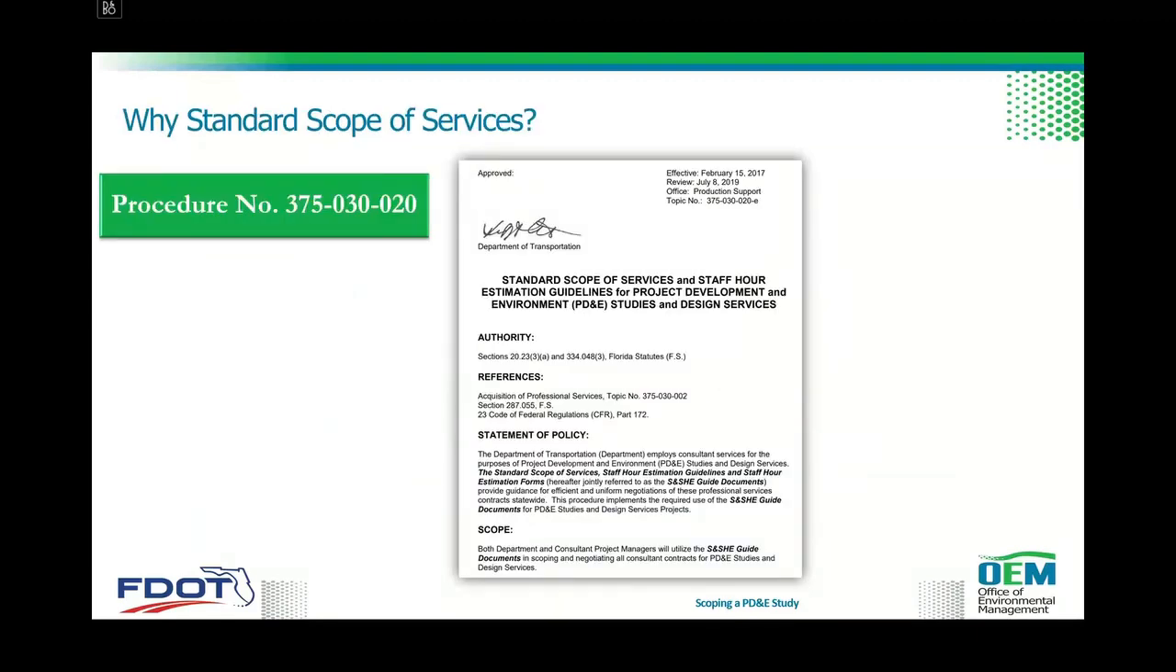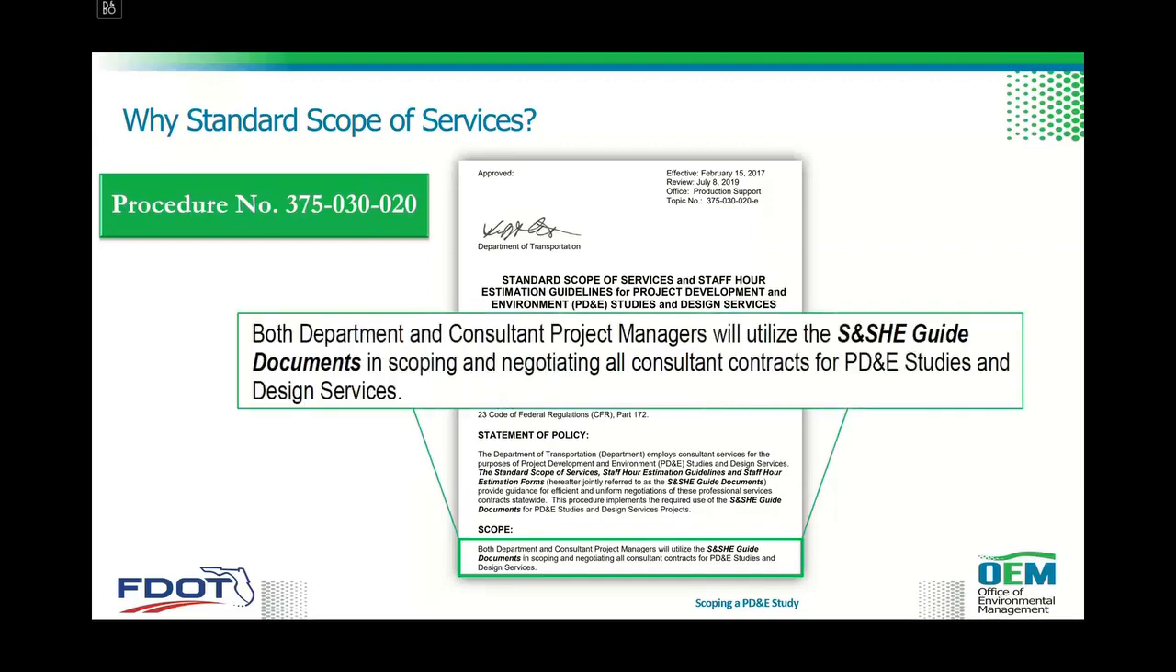So what is the standard scope of services? There's actually a procedure, number 375-030-020, which covers the standard scope of services and the staff hour estimation guidelines for PD&E projects and design services. And there is a statement that says that both department and consultant project managers will utilize the guide documents in scoping and negotiating all consultant contracts for PD&E studies and design services. Since I believe there are several of you that are design managers, you should be familiar with this policy, or procedure rather.